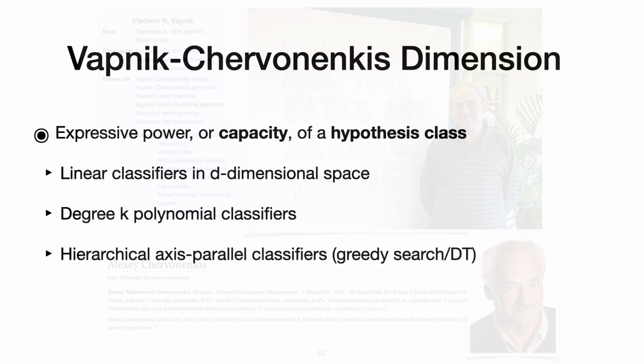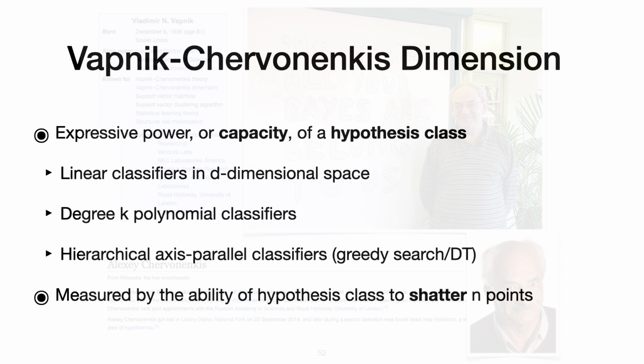And then further complex is the hypothesis class of hierarchical axis classifiers, which is what we saw with the decision trees, like greedy search-based algorithms. And we can go on and imagine lots of different ways to characterize classes of hypotheses. You have different sorts or categories of functions. And once you have the hypothesis class defined, the VC dimension is defined by the ability of the hypothesis class to shatter n points. So what does it mean to shatter n points?